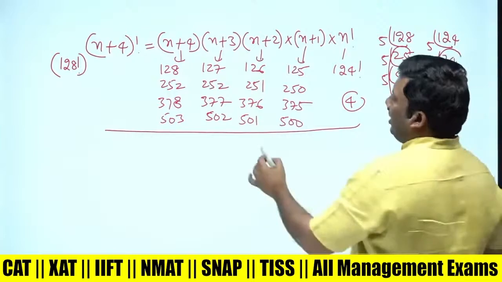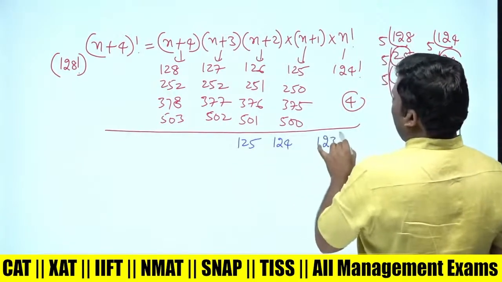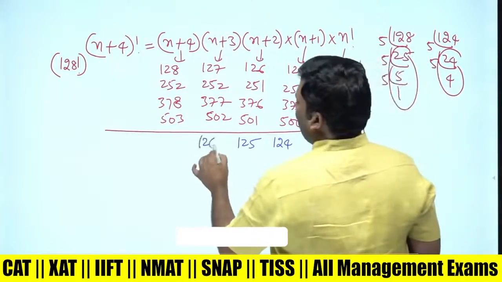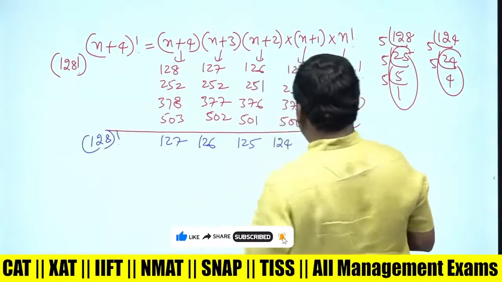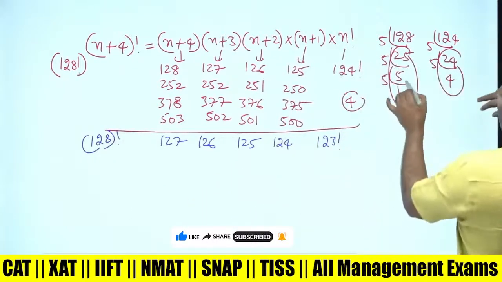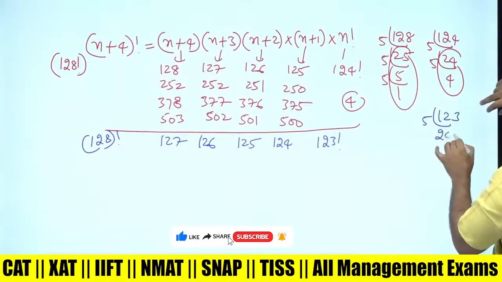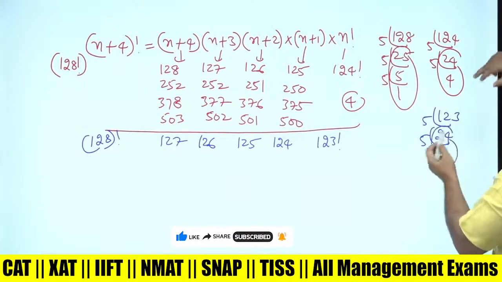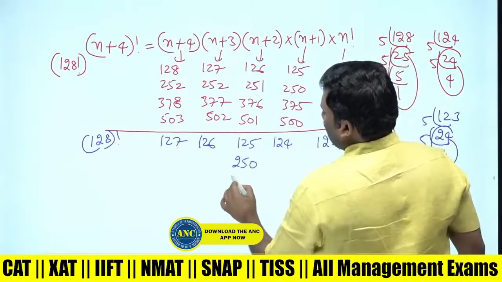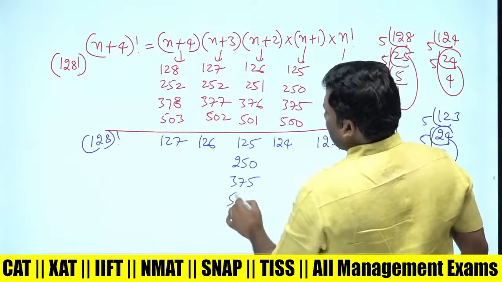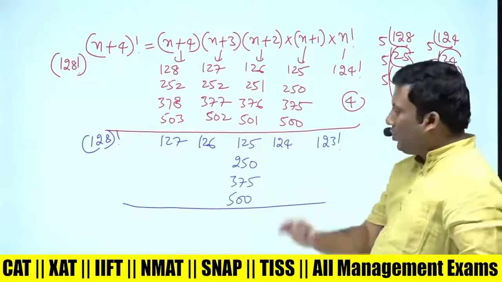If n plus 2 is 125, this will be 124, this will be 123 factorial, this is 126, 127 and it is 128 factorial. Try to check it out. 128 has 31 zeros. 123 has 28, 31. I hope it is clear. This can be 250, this can be 375, this can be 500. Again 4 cases. Now I think it should be clear.